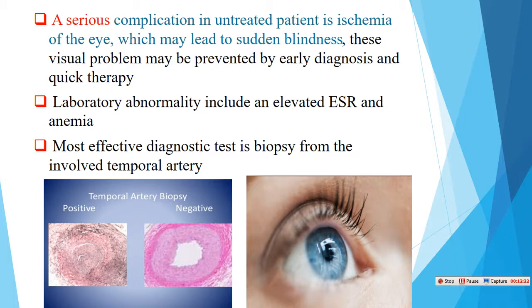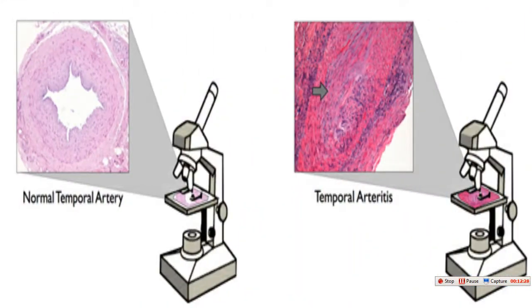The most effective diagnostic test is a biopsy from the involved temporal artery. As seen in this picture, biopsy from the temporal artery. This is the normal temporal artery, this normal wall. In the biopsy, this is the temporal arteritis, with infiltration of giant cells, inflammatory cells, in the wall of the temporal artery.